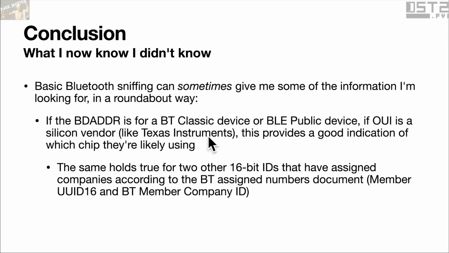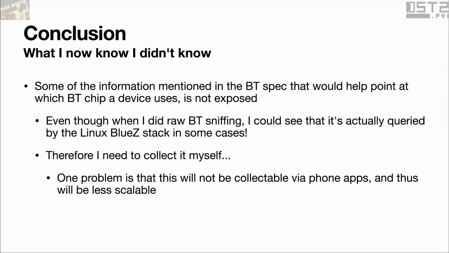Additionally, that kind of information about silicon makers can pop up in those 16-bit UUIDs or the BT member company IDs. But what I also know is that some of that information is available according to various things in the spec, but it's not actually exposed through things like the Linux BlueZ stack. I could actually see with raw sniffing that some of the information is queried via BlueZ, but then it's never exposed in this HCI log, in this log of information that I actually capture and parse. That means I have to go out and collect it myself using customized setups.